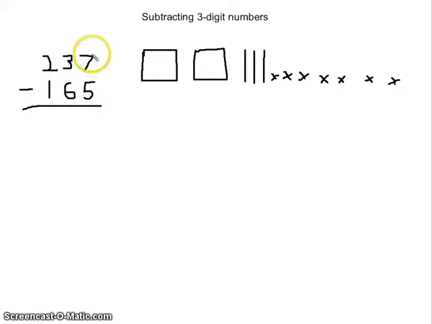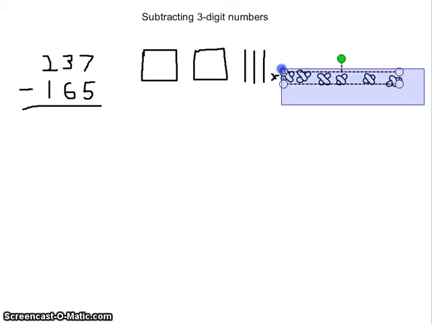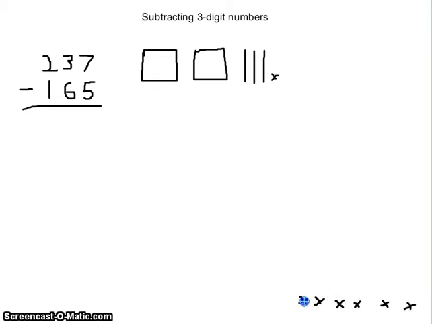Well, when we subtract, it's just like adding. You start in the ones column. The first thing I'm going to do is subtract. I have 7, and I'm going to take away 5. So I can come over here. I'm going to have to select these one at a time. 1, 2, 3, 4, 5, 6, 7. So I get them all selected, and I'm going to move them way down here because I'm taking them away.